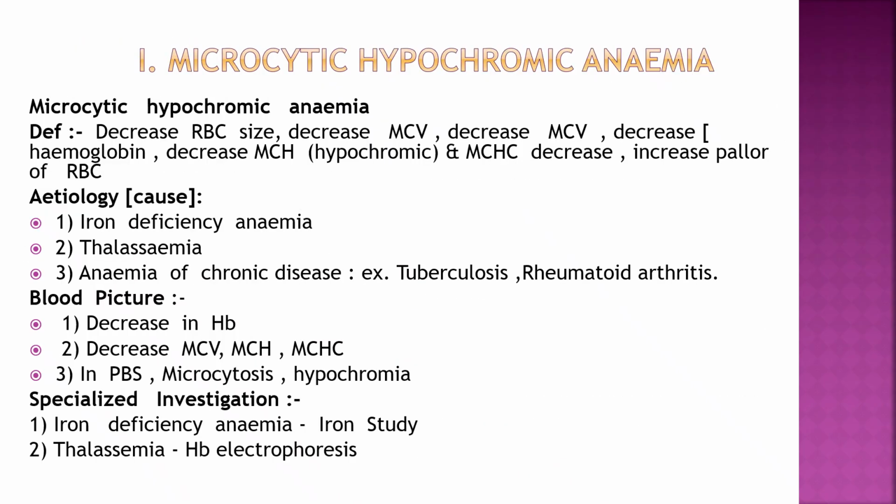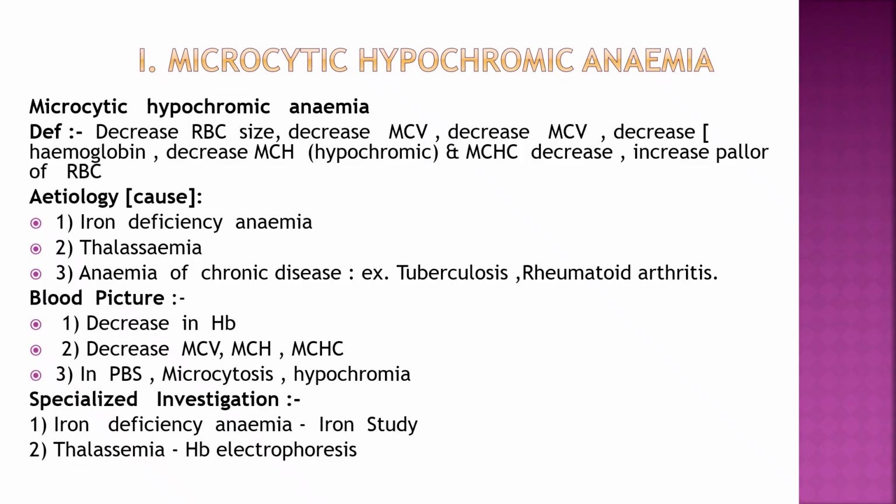Let's see the first type of the morphological classification, microcytic hypochromic anemia. It has decreased RBC size, decreased MCV less than 80 femtoliter, decreased hemoglobin, decreased MCH and MCHC, that is hypochromia, and increased pallor of the RBCs in peripheral blood smear. This is called microcytic hypochromic anemia. So RBC size is decreased and hemoglobin is decreased.